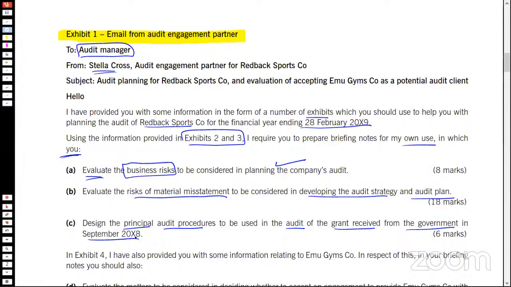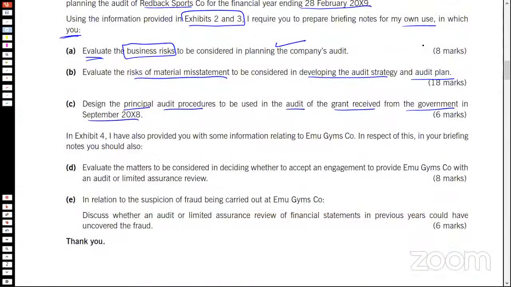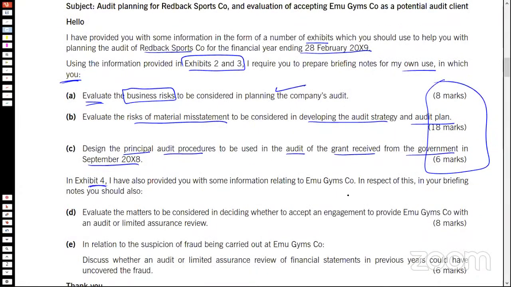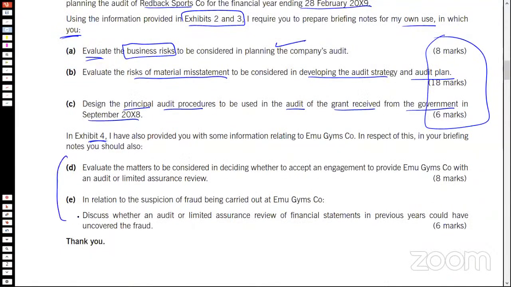Now you see, when you come across such a huge scenario, it's always good that you adopt a work breakdown structure. What is this work breakdown structure? Exhibit 2 and exhibit 3 are going to help us answer requirements A, B, and C. So we are not going to waste our time going through the remaining part of the question right now, but we would rather cover only a single part first, and then we would read through exhibit number 4, and while reading it, we'll talk about part D and part E, which are 8 and 6 marks. So first we would attempt parts A, B, C, then we would attempt part D and part E.